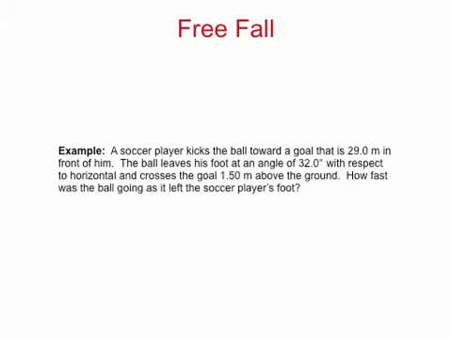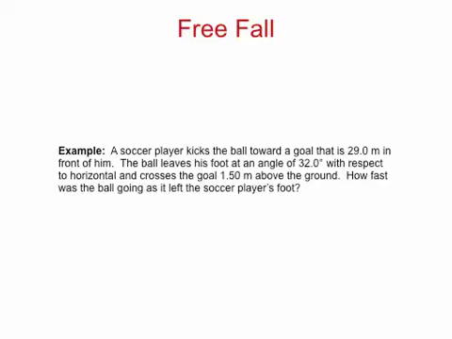A soccer player kicks the ball toward a goal that is 29.0 meters in front of him. The ball leaves his foot at an angle of 32 degrees with respect to horizontal and crosses the goal 1.50 meters above the ground. How fast was the ball going as it left the soccer player's foot?